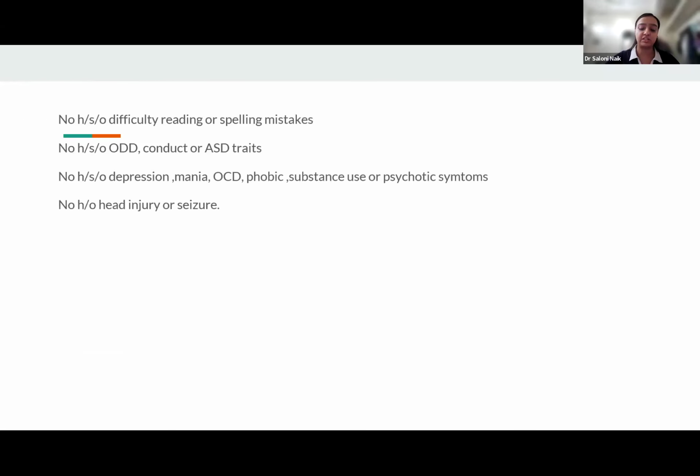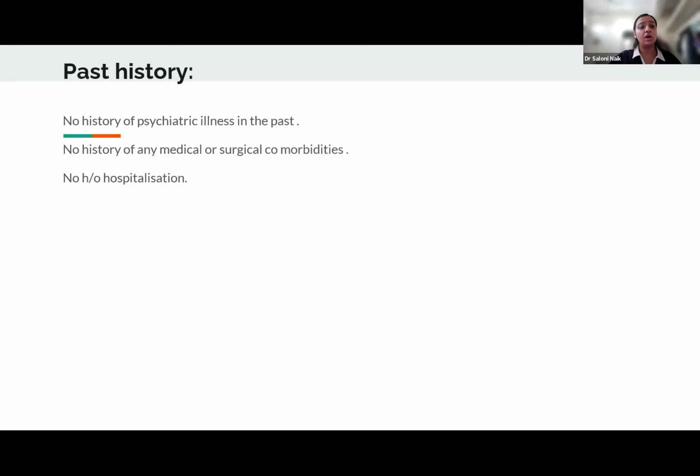All of these symptoms have been present since first standard, but currently they have increased since 1 year. There is no history suggestive of difficulty reading, writing, or any spelling mistake. No history suggestive of ODD, conduct or autism traits. No history suggestive of depression, mania, OCD, phobic, substance use, or any psychotic symptom. No history of head injury or seizures. No significant past history present.